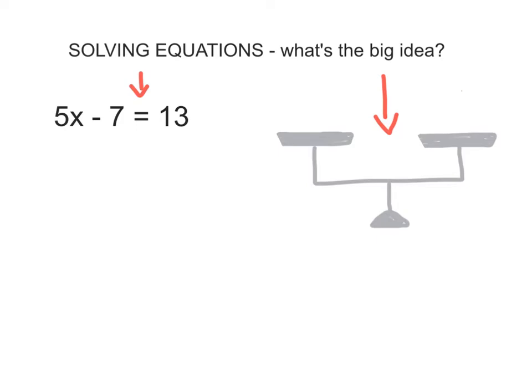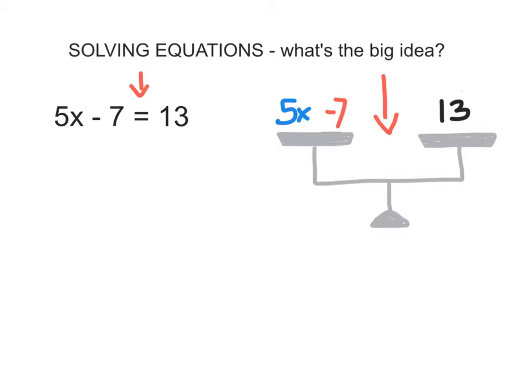If I have 5x as a term on this side of the scale, and I also have, let's say, -7 on this side of the scale, and then over on the other side I have 13, which is positive. Right now, it's balanced because that's what this equation says is true. 5x minus 7 equals 13.